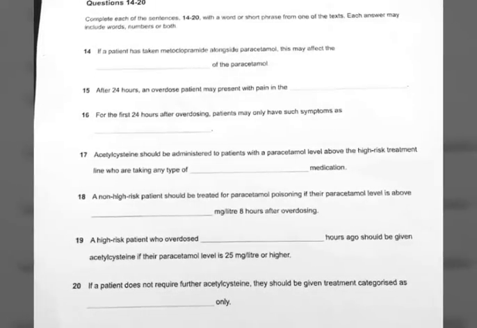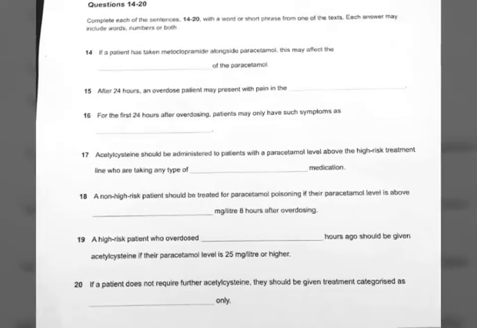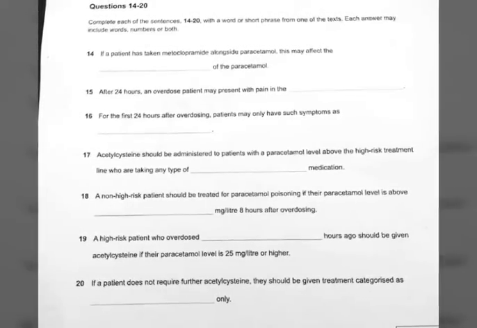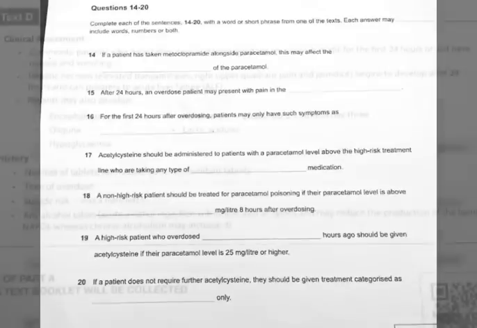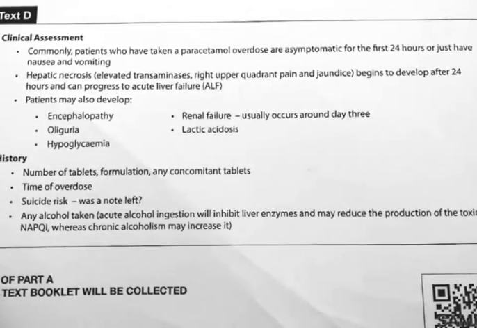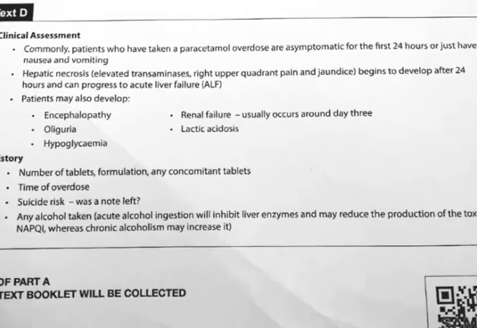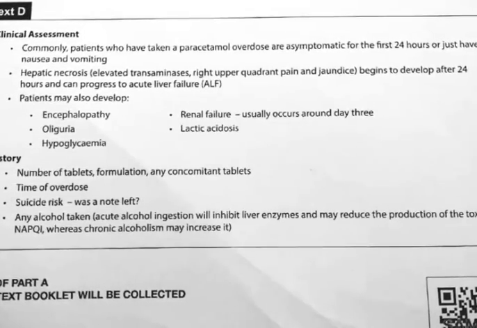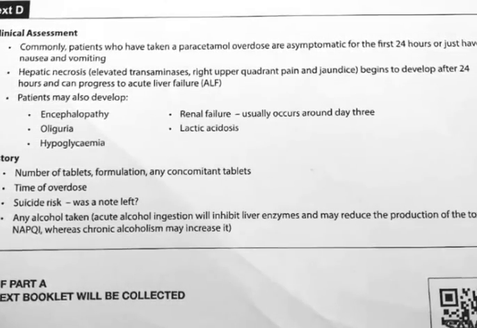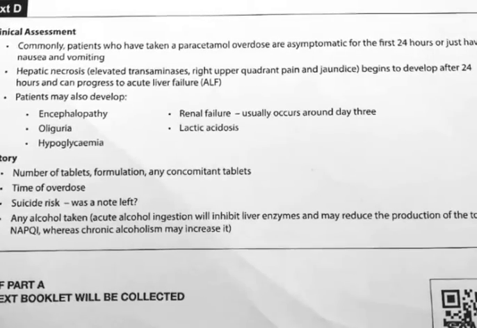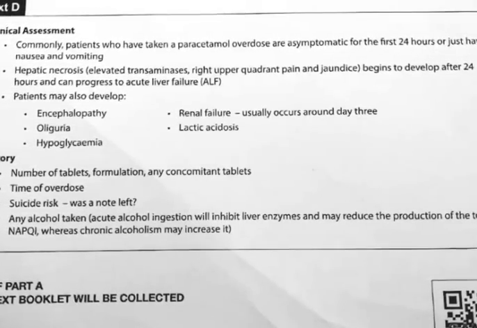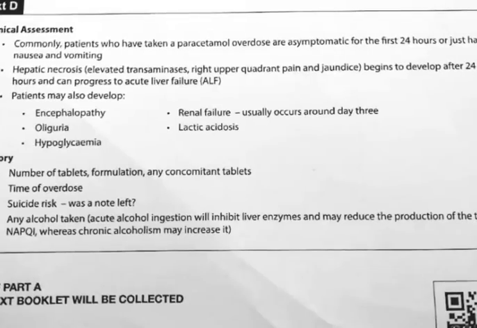So specifically look for the number 24 hours. So hepatic necrosis begins to develop after 24 hours. In the bracket they have given right upper quadrant pain, so it may get worsened. An overdose patient may present with pain in the right upper quadrant, right? So the answer is right upper quadrant. Okay.